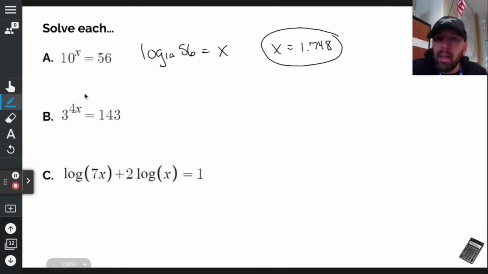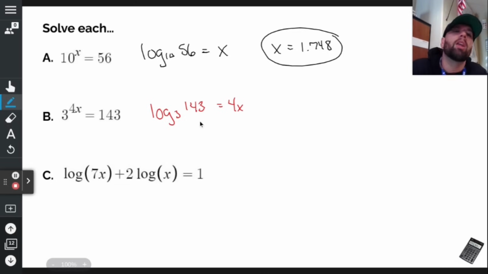Let's rewrite that as a log because, again, I really don't want to plug in a bunch of x values and see which one matches up. So if I write this as a log, I have log base 3 of 143 equals 4x. Again, take log base 3 of both sides. That'll get you that. You'll be all right.